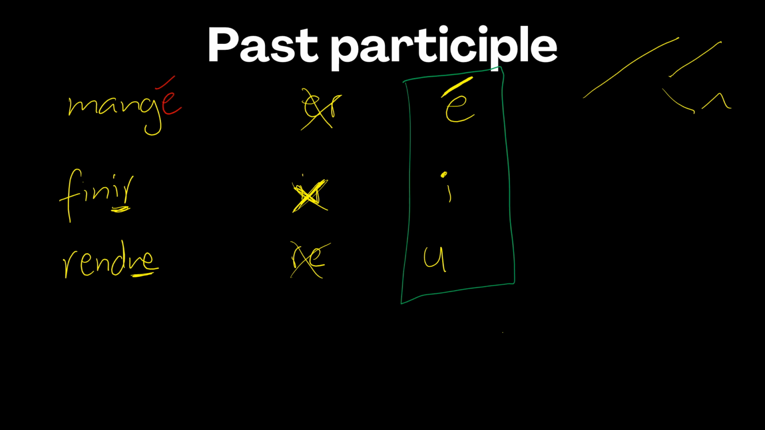Let's do the same thing with finir. Remove the IR. What do I replace it with? Just an I. And that's it. That's my past participle of the verb finir. Same thing with rendre. Remove the RE. I replace that with a U. Rendu. Past participle, past participle, past participle. We've just taken infinitives and we've transformed them into past participles using this formula.